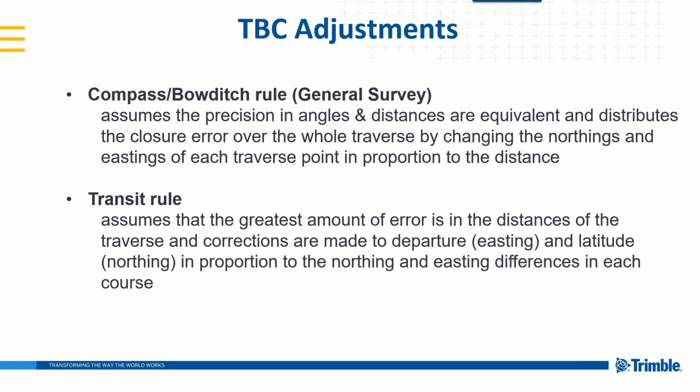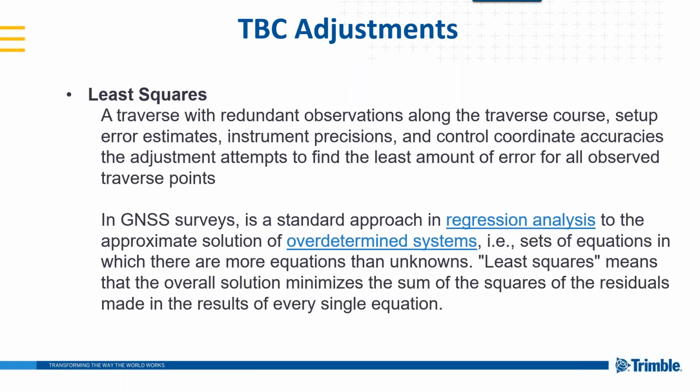In TBC, in general survey, the compass or Bowditch rule of adjustment is available to use. And TBC also includes the transit rule. The transit rule is an older rule that is used when the distances used to be taped, pulled out with a steel tape on the ground. It used to be that those taped distances weren't as accurate as the angles. So when you made an adjustment, you preferred the angular measurements over the distances measured, and that's what the transit rule basically prefers. These two adjustment approaches are in the traverse adjustment routine.